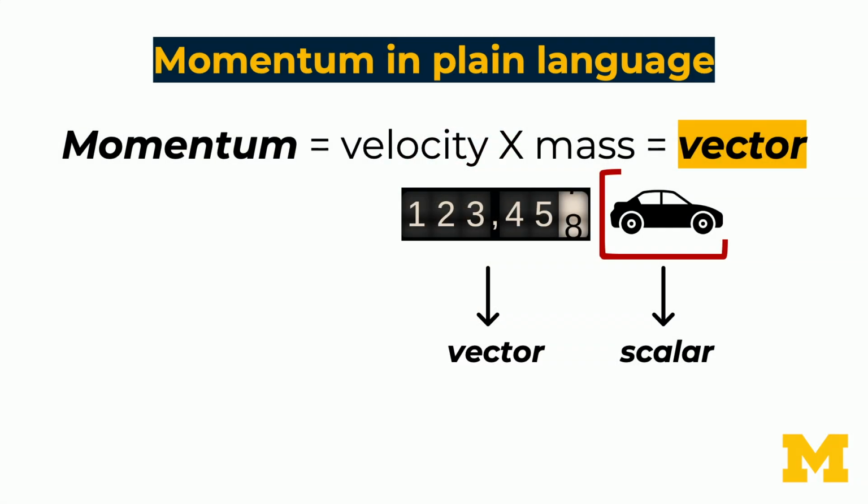When we take velocity and multiply it times mass, we get momentum. Velocity is a vector, mass is a scalar. When we multiply those two things together, we get a vector. So momentum is a vector.